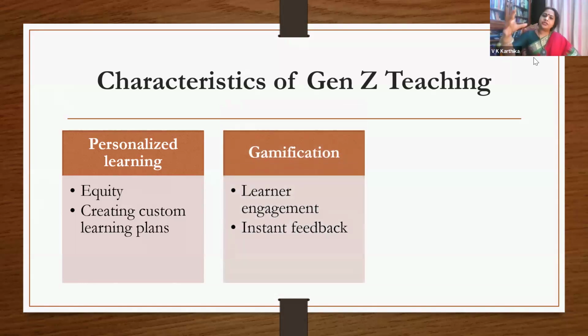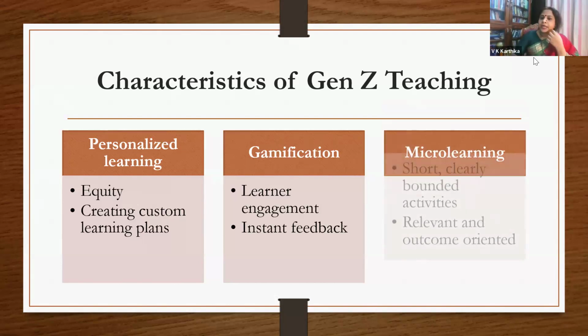Gamification is another thing. I'll show you one particular study that my student had conducted in the classroom, and we co-authored a paper on gamification in the post-human perspective. That's the theoretical background for that. And learner engagement is ensured because it's a choice that they make. Like, we would like to go for that, and then instant feedback they get either from the teacher or from the peers, or even sometimes from the kind of technology that they interact with. So gamification is one of the characteristics of Gen Z teaching.